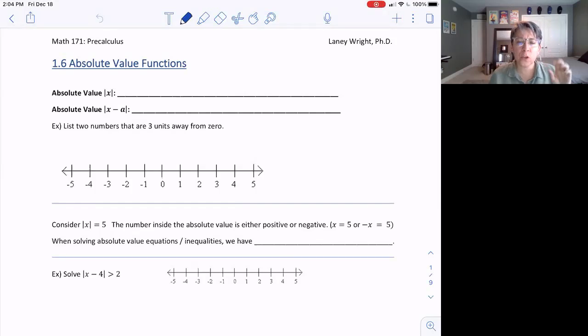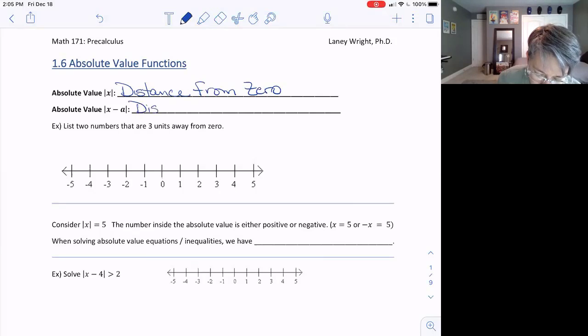The absolute value of x represents the distance from 0. So you can think of it as the distance on a number line from 0. And remember, distance is never negative. That's why the absolute value is always positive, because it represents distance. If you have the absolute value of, let's say, x minus a, then that's representing the distance from a.